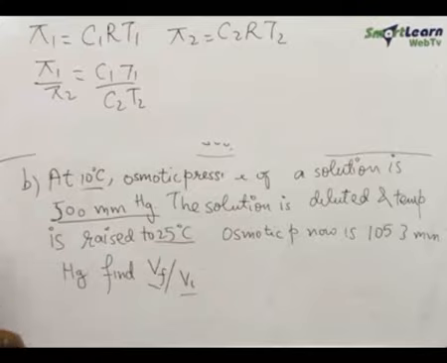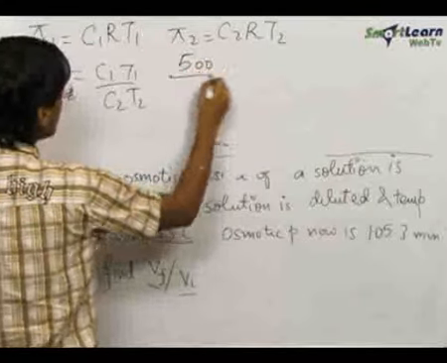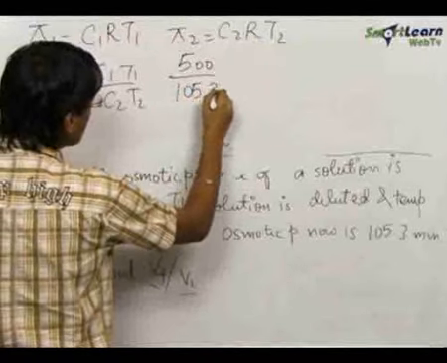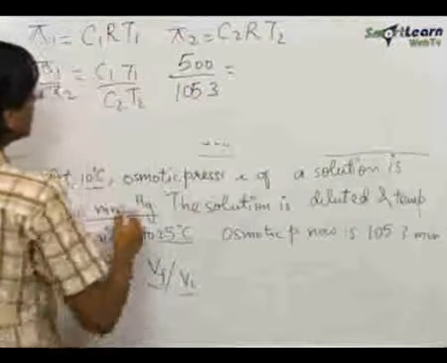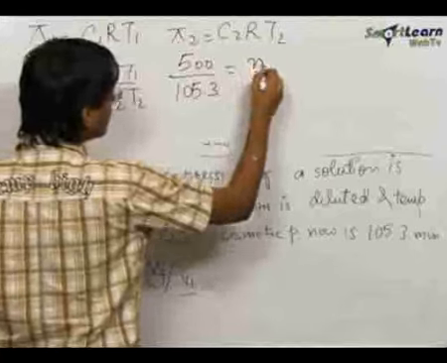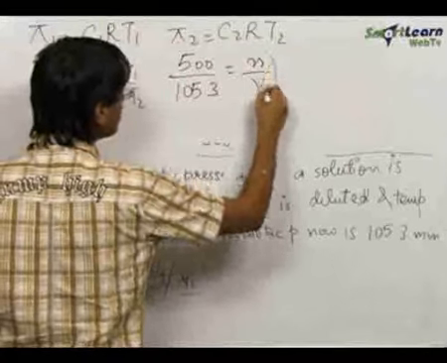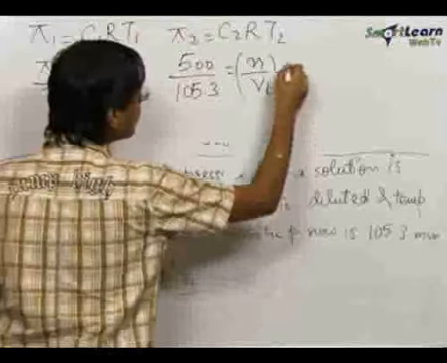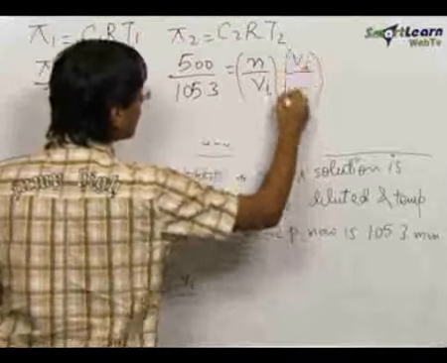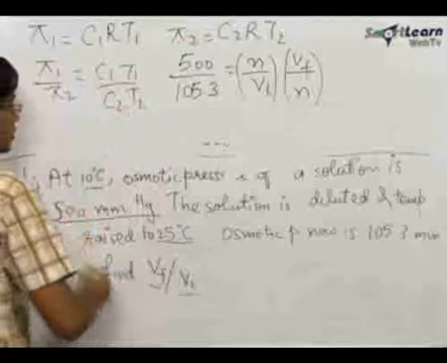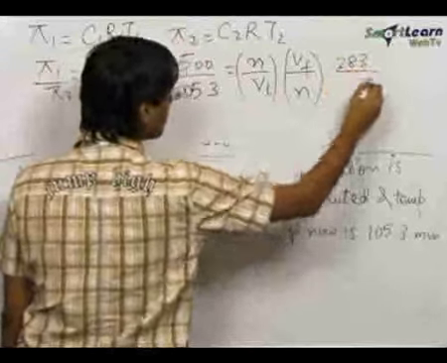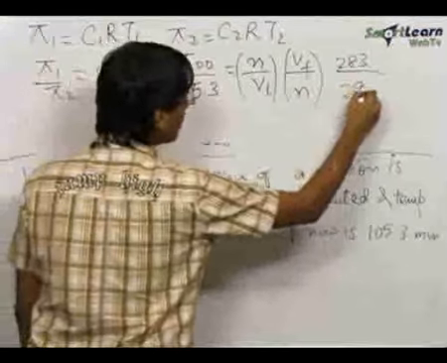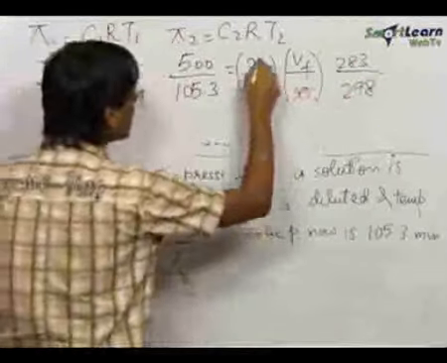Our initial pressure was 500 divided by the final pressure, which is 105.3, is equal to, let us say the initial concentration is equal to moles upon initial volume, and this is equal to moles upon final volume. The initial temperature was 283 and the final temperature is 298 kelvins. This n and n gets cancelled.